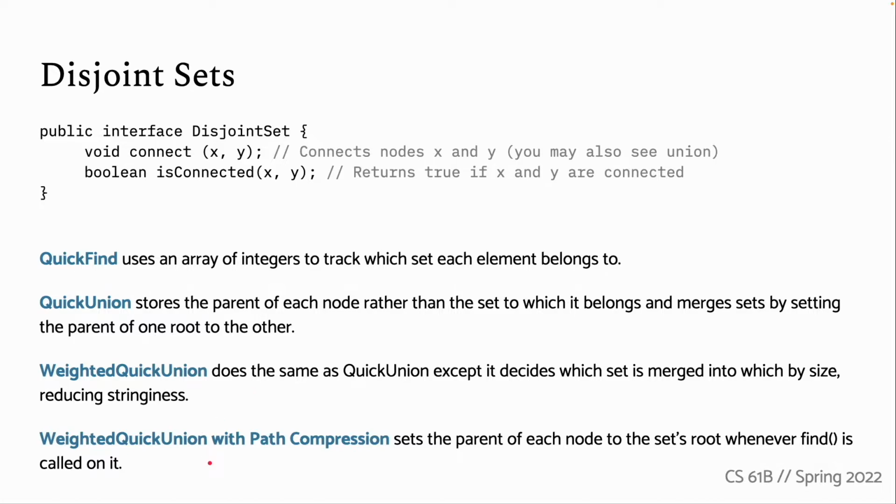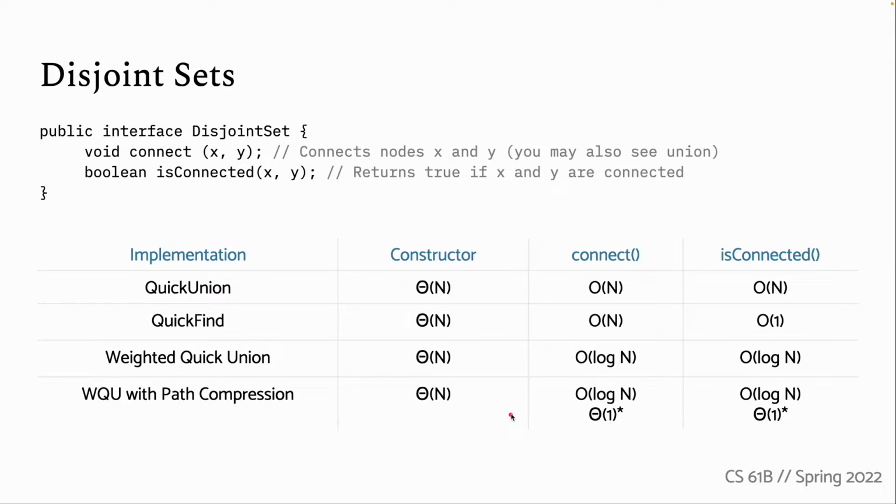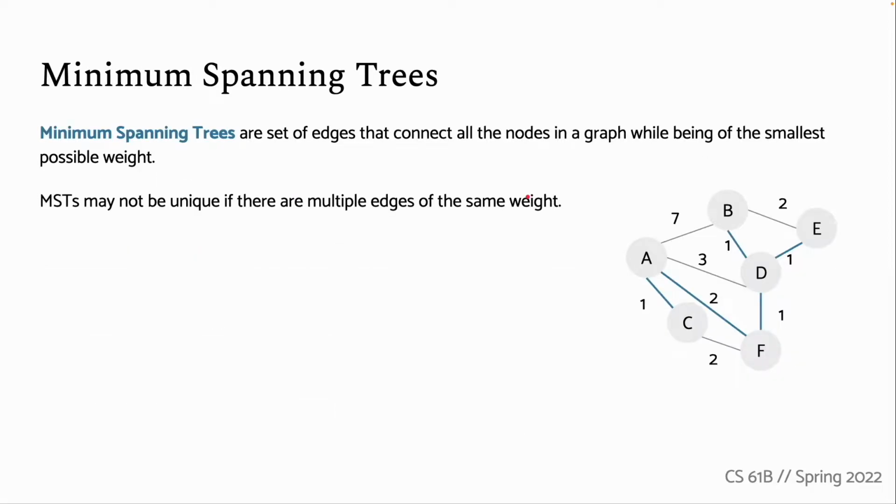And then lastly, weighted quick union with path compression. It's basically the same thing as weighted quick union, except now whenever you call isConnected or connect, any node that you visit while you're doing those operations, you're just going to set the parent of that node to the root of that set. And that way it'll be a lot faster in the future, so this will take constant time when you are revisiting the same thing twice. So here's a chart that kind of showcases how each one improves on the previous.